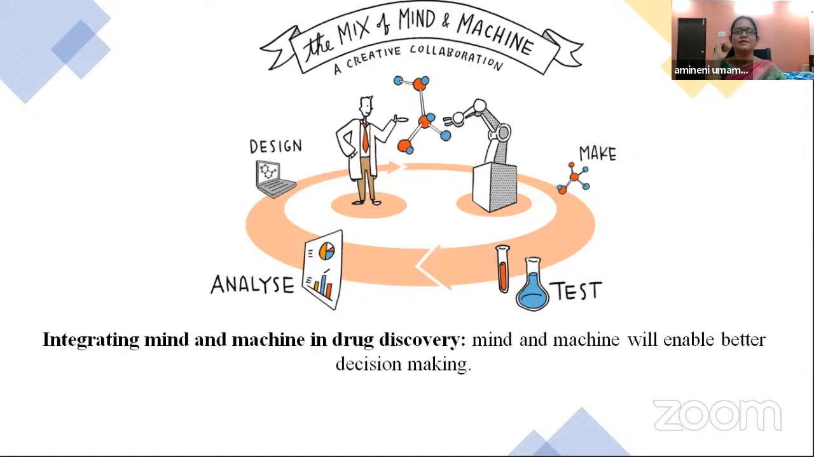If we are mixing the mind and machine, if we are doing this cyclic process, first computational scientists need to design, and the synthetic chemist needs to synthesize, and the biologist needs to test, and again the computational person needs to analyze. This cyclic process should go on, and we can get good decisions. So the integration of mind and machine is required. It is the need of the hour.